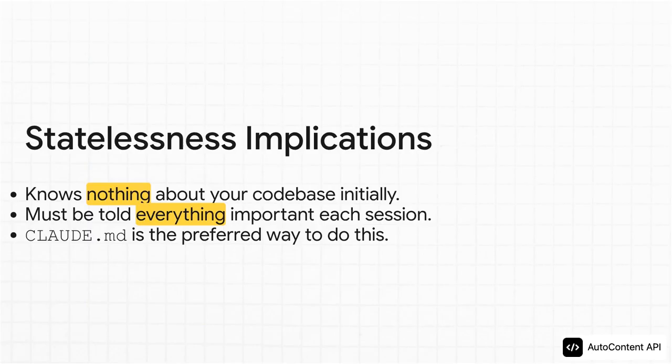One, it starts out knowing absolutely nothing about your code. Two, you have to basically onboard it as a new team member every single time. And three, this is why that central context file, you might call it claude.md or something similar, is so ridiculously important. It's the one cheat sheet that gets fed to the AI every time. But, and this is a big but, that's where the next problem kicks in.